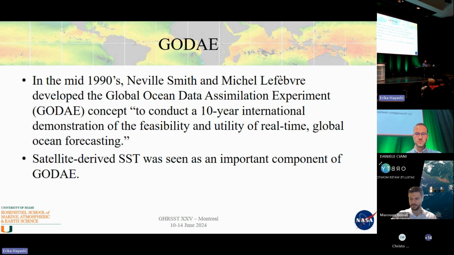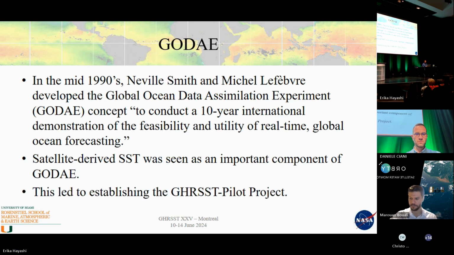At this time, there were many groups around the world producing something they called SST, using different algorithms applied to different satellite instruments. And it wasn't at all clear that these SST fields were very meaningful and how much they had in common. And this led to the development of the GHRSST, the Group for High Resolution Sea Surface Temperature pilot project under the leadership of Craig Donlon.